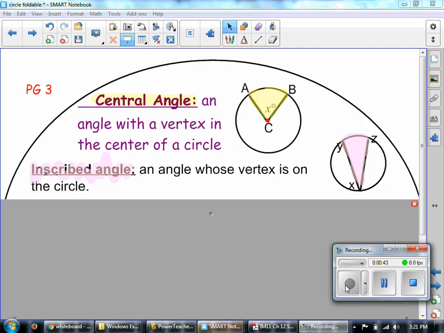Scrolling down, we have what we call an inscribed angle next. An inscribed angle is an angle whose vertex is on the circle. Okay, so not in the center, but actually on the circle.